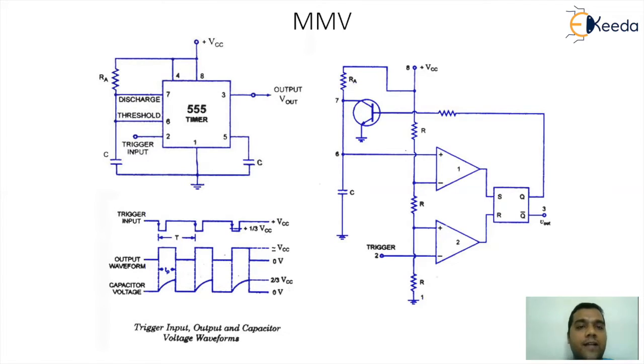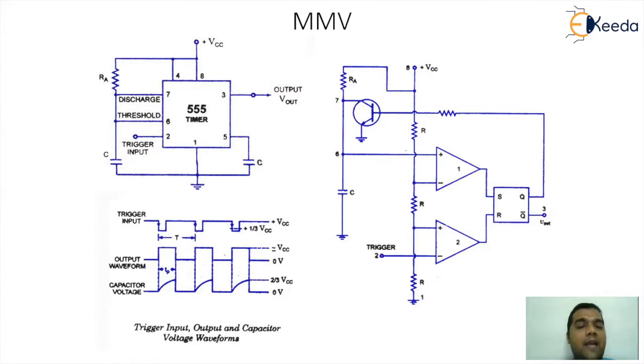So when you look at the circuit diagram on the left hand side top section, you can see pin number 1 directly connected to ground. Pin number 5 is connected via a capacitor to ground. Pin number 3 will work like an output pin. Pin number 4, that is the reset pin, and pin number 8, that is the VCC pin, are tied together to plus VCC.